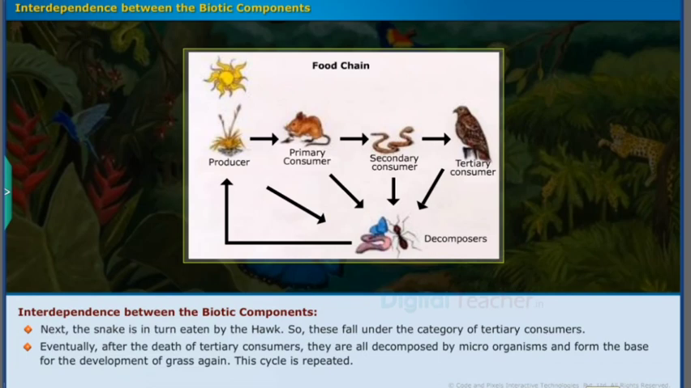Eventually, after the death of tertiary consumers, they are all decomposed by microorganisms and form the base for the development of grass again. This cycle is repeated. There exist several food chains in nature.